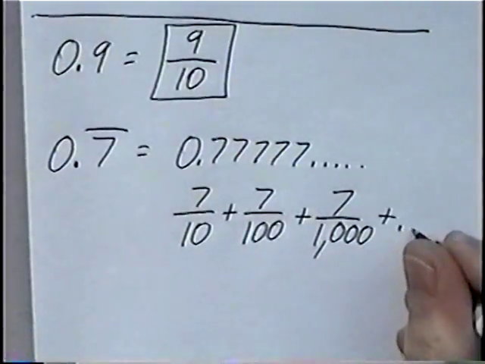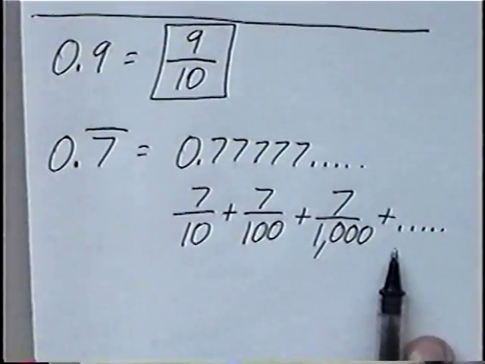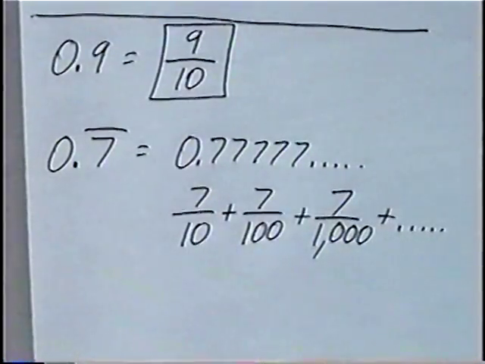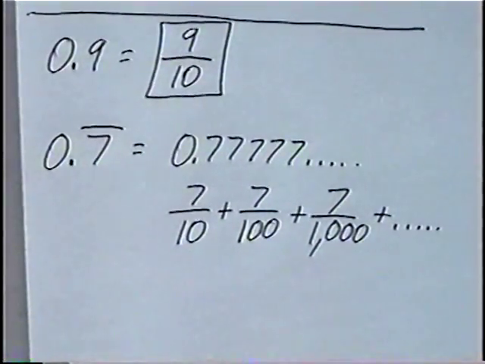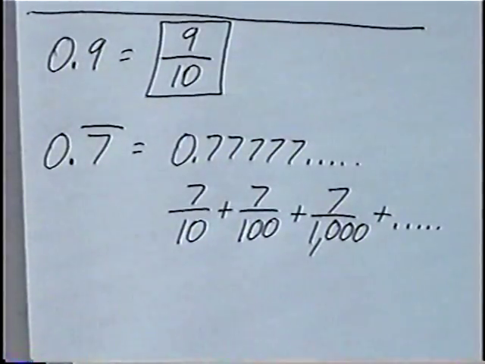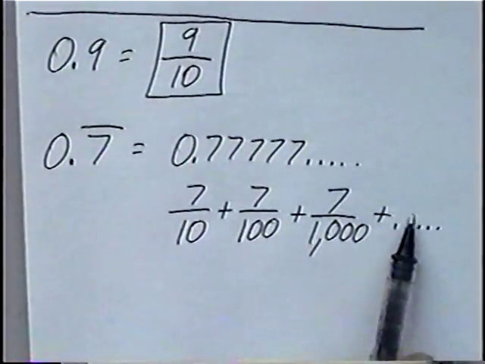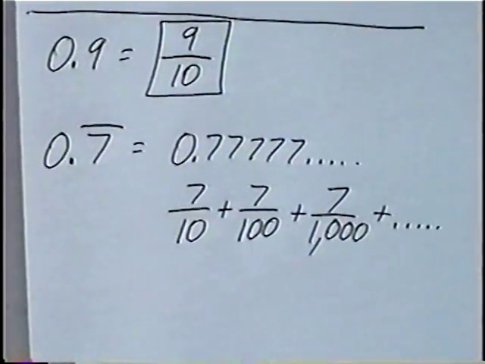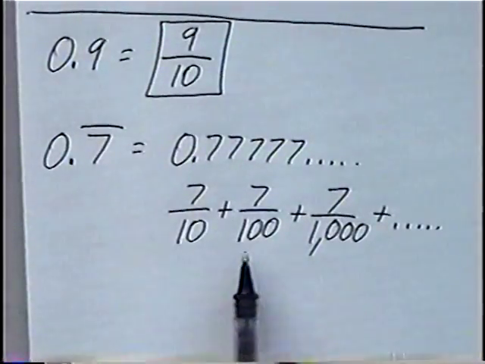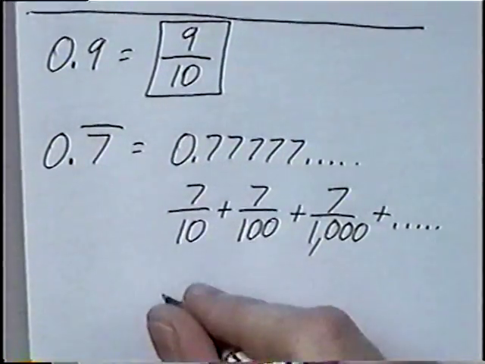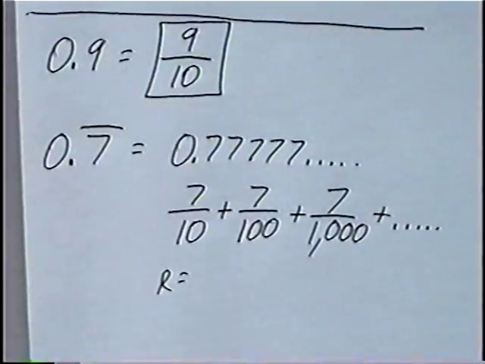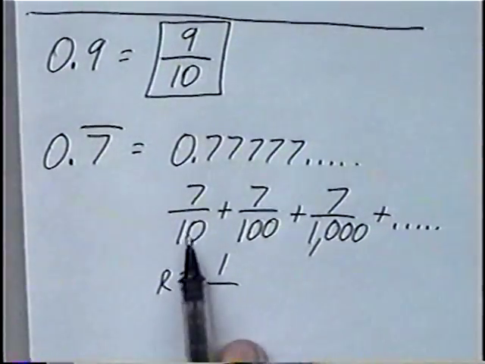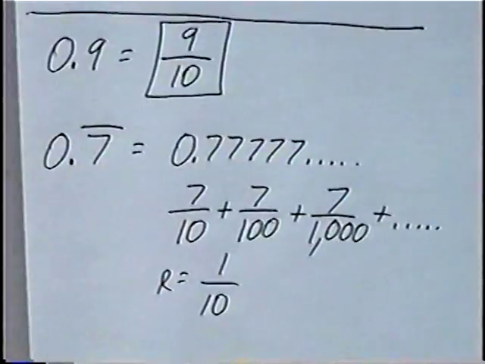Put a plus sign and then... This would continue on, as we'll have 7 over 10,000, 7 over 100,000, so on and so forth. Looking at these fractions, they represent a geometric sequence. Looking at the top numbers, the 7 stays the same for every fraction, and the denominator goes from 10, 100 to 1000. Each denominator is being multiplied by 10. So the rate for this geometric sequence would be 1, since the 7s stay the same, multiplying by 1 each time, and the denominator we're multiplying by 10 each time.